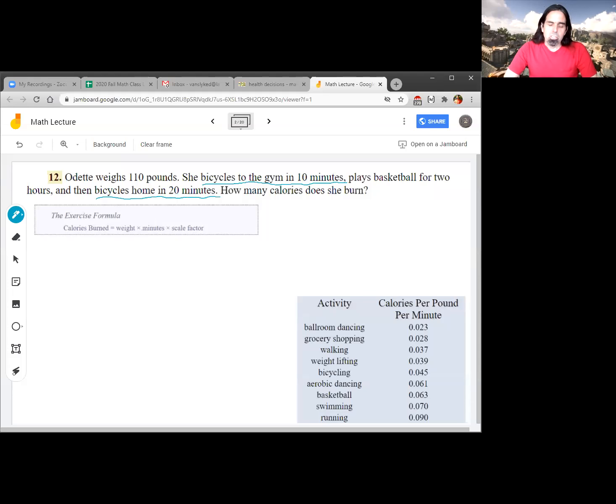Okay, maybe you did this as a three-part problem. The first bike trip, the basketball, and the second bike trip. But I'm going to put the biking together because it's all just biking. So either style is okay. So she weighs 110 pounds. 10 minutes and 20 more minutes is 30 minutes total. I'm going to make a note to myself that that's the 10 plus the 20, so I know where it came from.